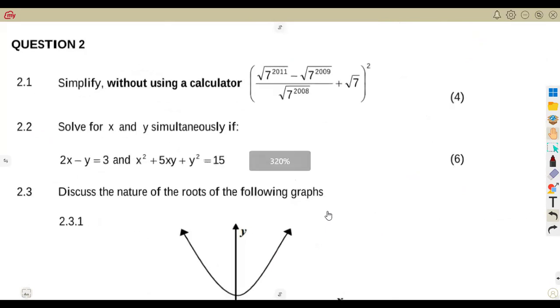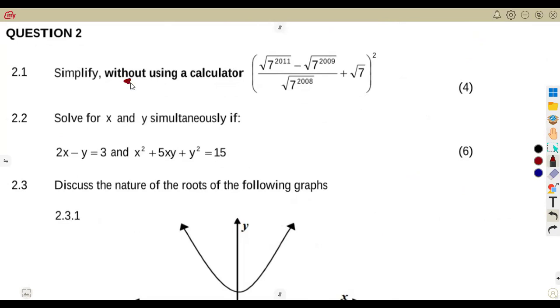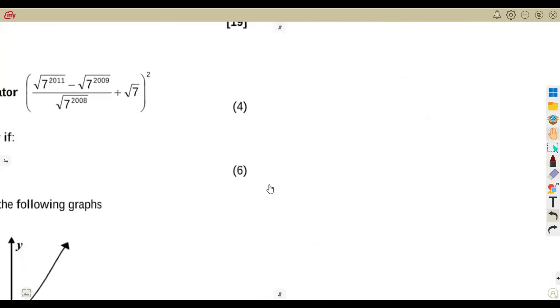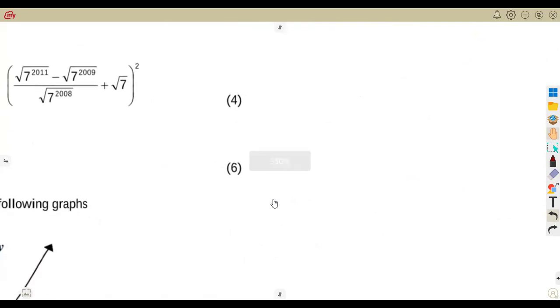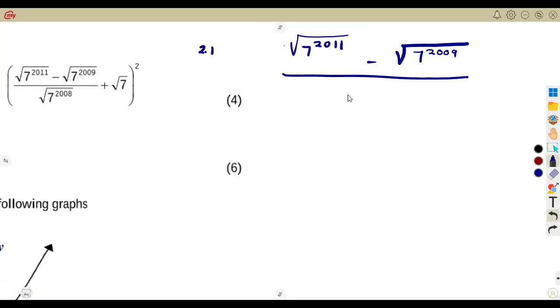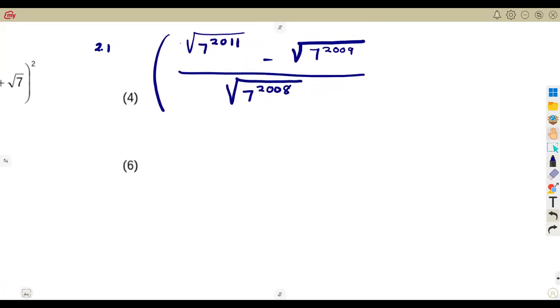All right, let's consider question 2.2. Question 2, which is 2.1, solve. It was to simplify without using a calculator. Just because I've got too many values here, I'm just going to try to rewrite it here so that you can properly see our question. So take note, everything is under the square root. It's under the bracket, like the bracket is covering everything there. Then we've got the square root of 7 to the exponent of 2011 minus the square root of 7 to the exponent of 2009, everything over the square root of 7 to the exponent of 2008. Then there's a plus square root of 7 there. Take note, there's a plus square root of 7. Then everything is being squared.